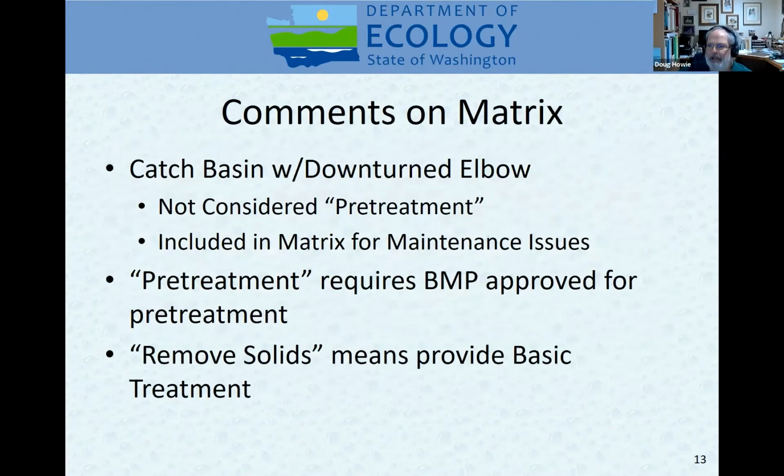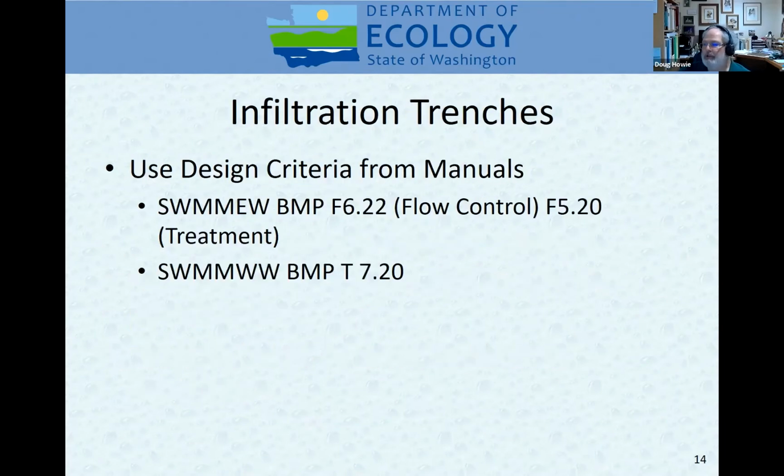A catch basin with a downturned elbow is not pre-treatment, so don't talk to us about it being pre-treatment. Pre-treatment requires a BMP approved for pre-treatment. Remove solids means providing basic treatment from that. And infiltration trenches are a unique beast.